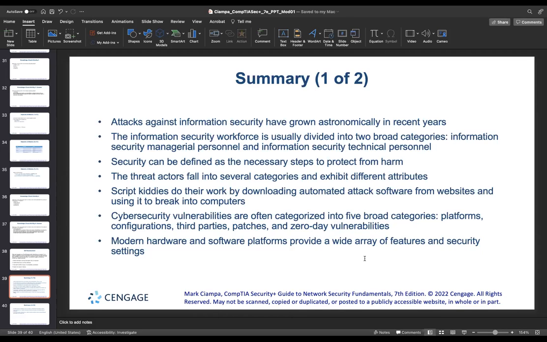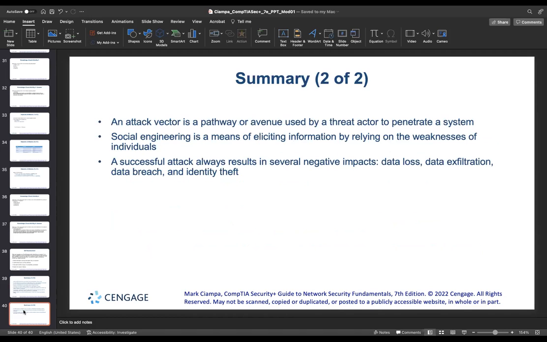We talked about modern hardware and software platforms providing a wide array of features and security settings. An attack vector was defined, which is a pathway or avenue used by a threat actor to penetrate a system. Social engineering was discussed as a means of eliciting information by relying on weaknesses of individuals, mostly psychological weaknesses. And finally, we talked about a successful attack always results in several negative impacts like data loss, exfiltration, data breach, and identity theft.